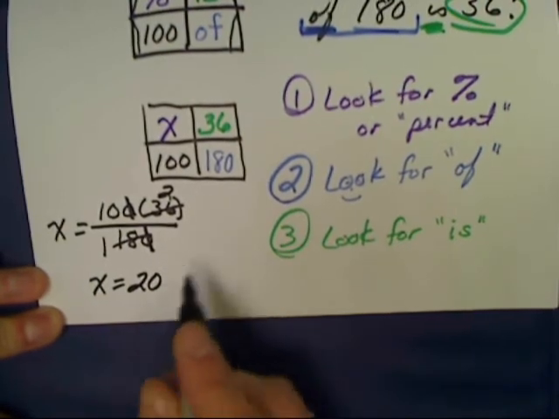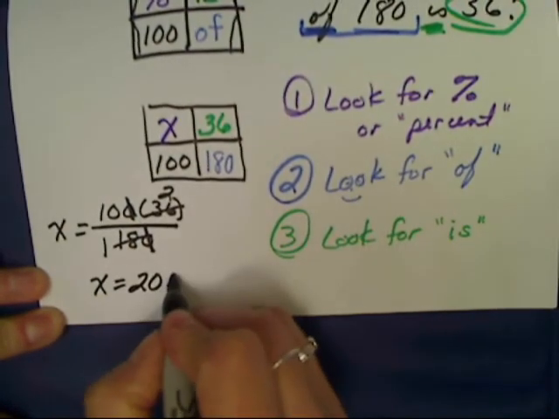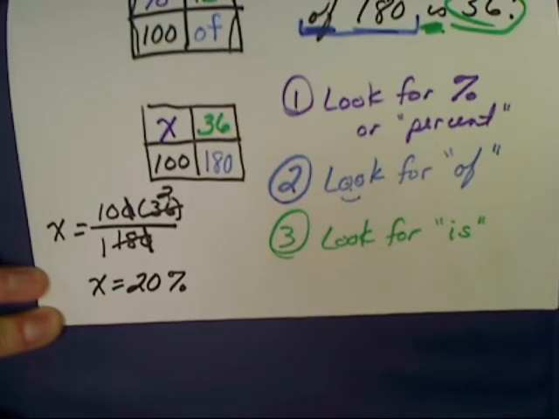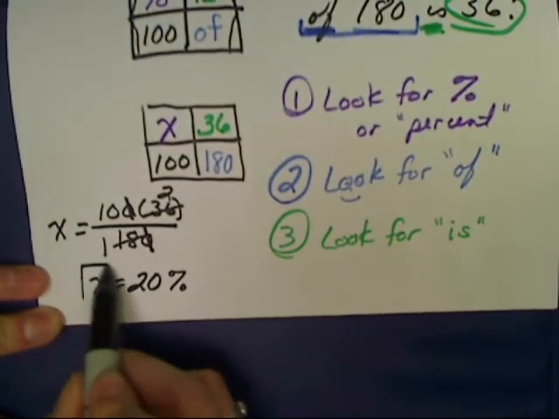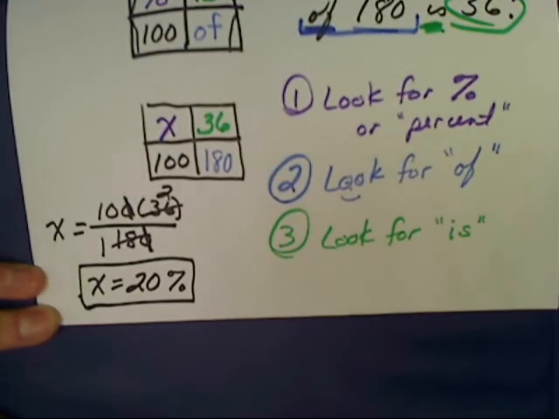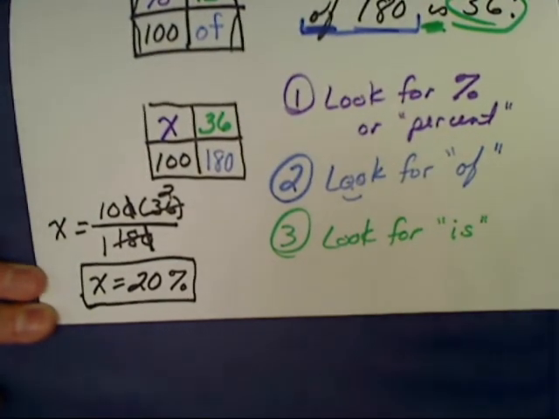Now x represented a percent. You need to put the percent symbol, because remember, that's not really the number 20, it's 0.20. So your answer of what percent of 180 is 36? It's 20%. Ooh, that was kind of fun, wasn't it? Let's see what else we have that's similar.